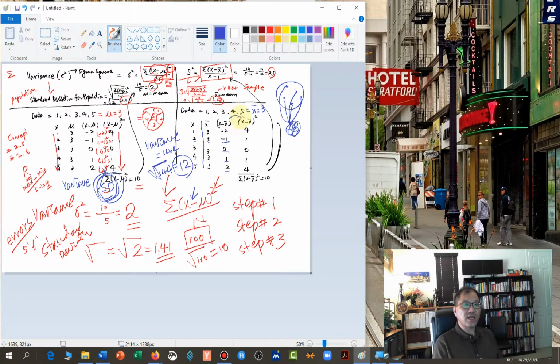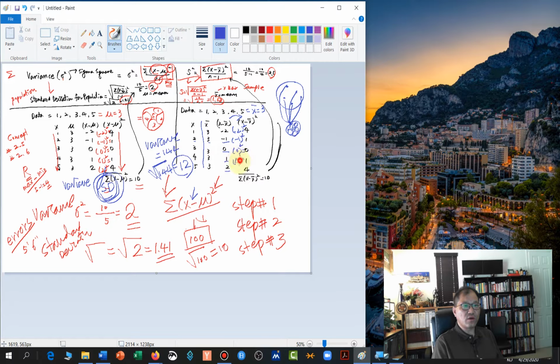And now the next step, you need to square the value of x minus x bar, the same way you did here with x minus mu squared. So you will get 4, negative 2 squared equals 4. Negative 1 squared equals 1. 0 squared equals 0. 1 squared equals 1. 2 squared equals 4. Step 1 is x minus x bar, step 2 is squaring, and step 3 is adding all of those squared values. You got 10.